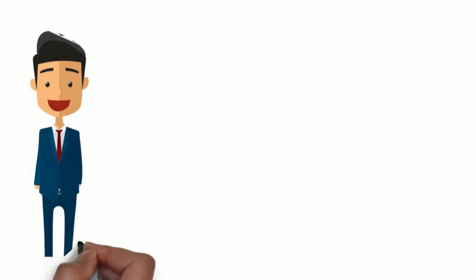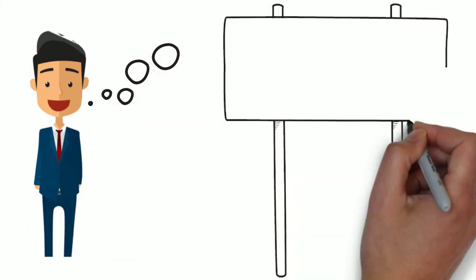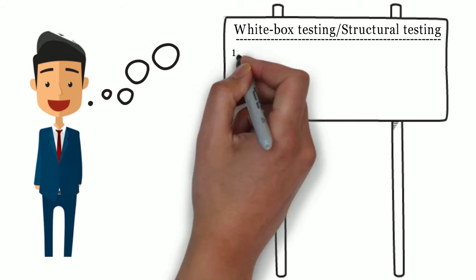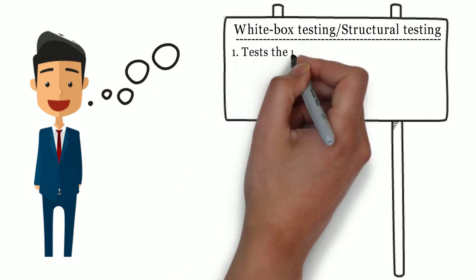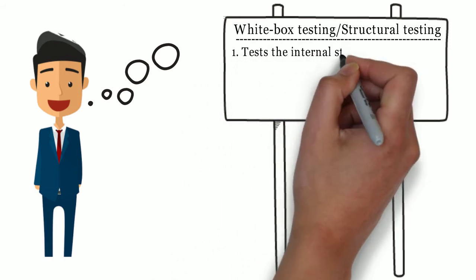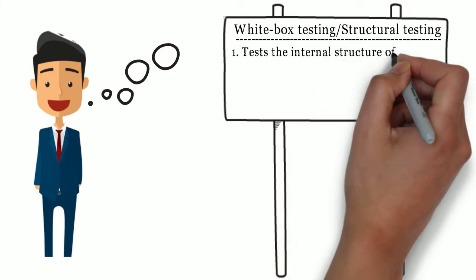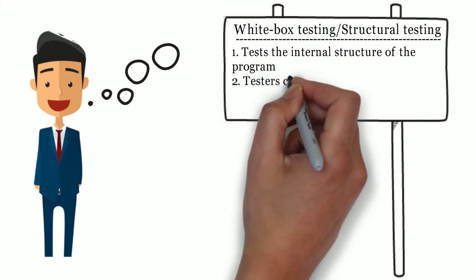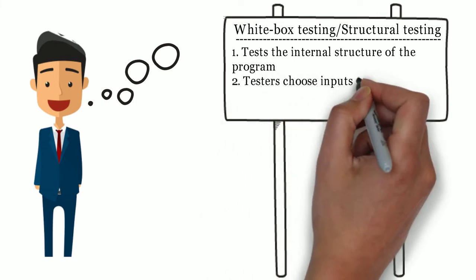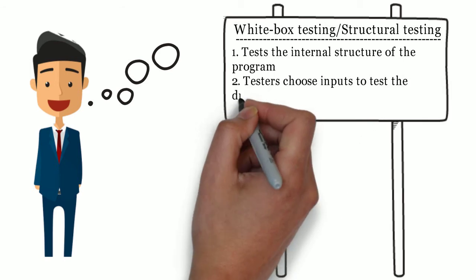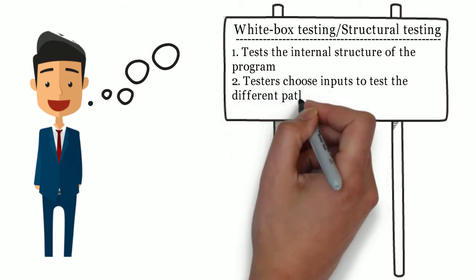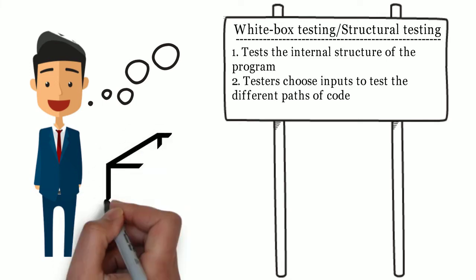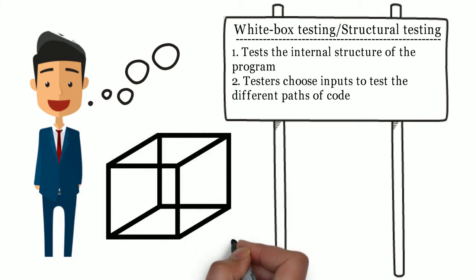Okay, let's move to the next test type, which is white box testing or structural testing. Here the testing mainly concentrates on the internal structure of the program. The person who performs white box testing should know the internal details of the program. Usually developers perform this test type. They choose inputs to test the different parts of the code. They test whether the inputs are passing through the right set of code. If not, they will fix it.